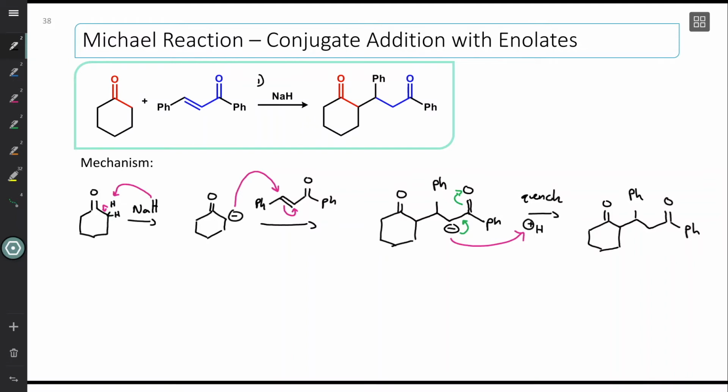So first step, you're going to need a base to form your enolate, and second step, you will need to quench. Acidic conditions, usually, it's to provide a proton.